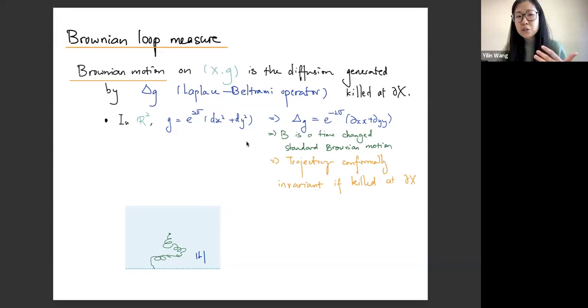And in two dimensions, you can make it very concrete. In two dimensions, the metric is of the form of the Euclidean metric times some smooth positive function. The Laplacian for this metric is just the usual Laplacian times another function, which is the inverse of the function that you multiplied before. And the Brownian motion for this new metric is a time change of the standard Brownian motion, where standard Brownian motion in R2 has two components. If you look at coordinates, they're two independent Brownian motions.